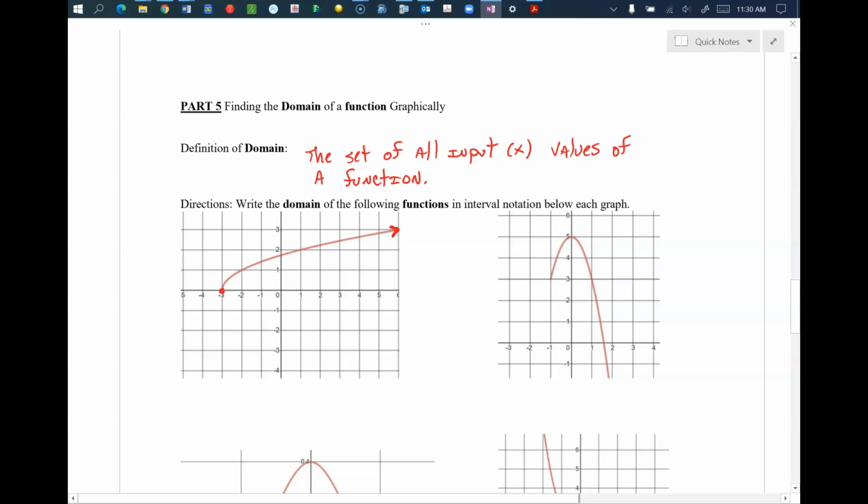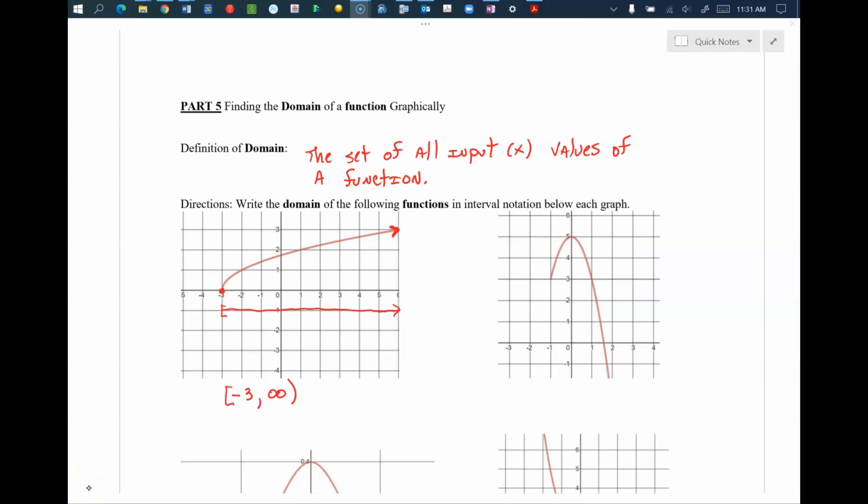So the domain is the set of all input, or x values. So what we have to do to determine the domain is look at over what set, I don't want to use the word range, over what set of x values does the graph exist. And in this case, this first graph exists on the interval from -3 to positive infinity. The x values go from -3 here all the way out to positive infinity without interruption.